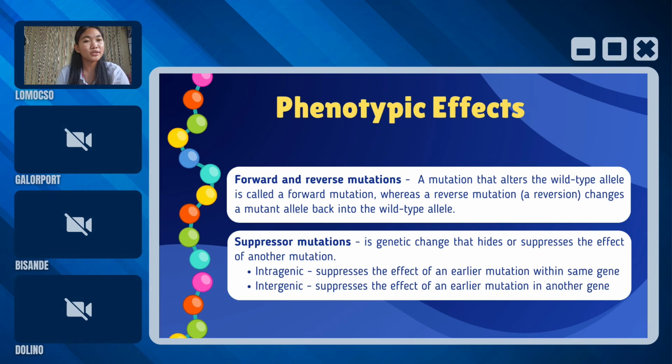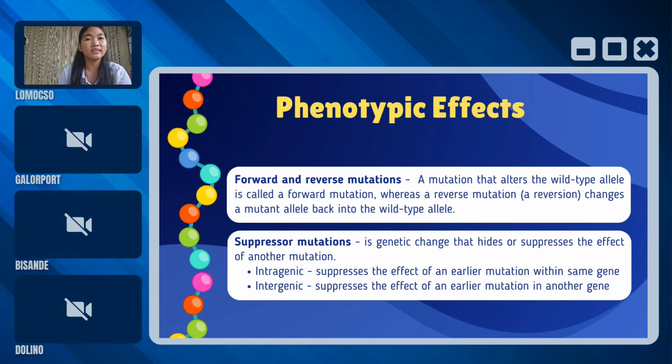Next, we have the suppressor mutations. It is a genetic change that hides or suppresses the effect of another mutation. So, a suppressor mutation occurs at a site that is distinct from the original mutation. Thus, an individual with a suppressor mutation is a double mutant, having the original mutation and the suppressor mutation but exhibiting the phenotype of a non-mutated wild type.